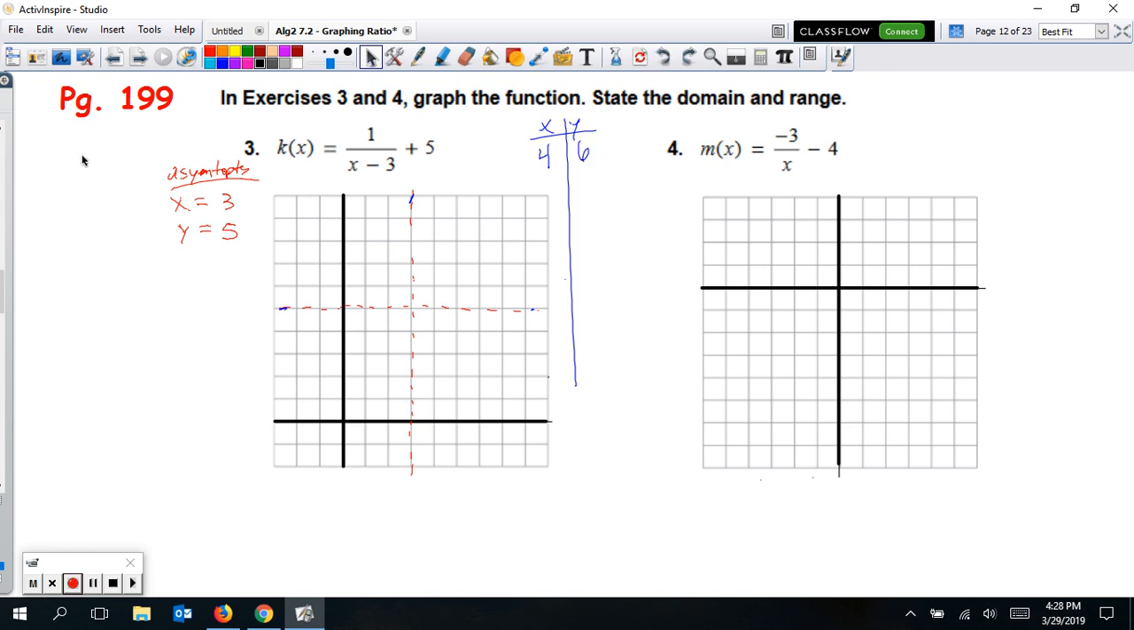If you need to do that on the side, go ahead and do that on the side. As you plug in the number, we plugged in 4, and then we saw that that's going to be 1 at the bottom. 1 over 1 is 1, and then plus the 5.